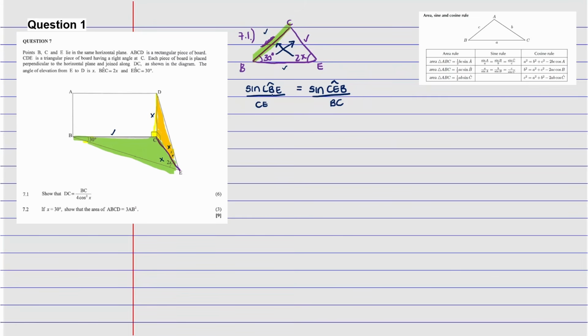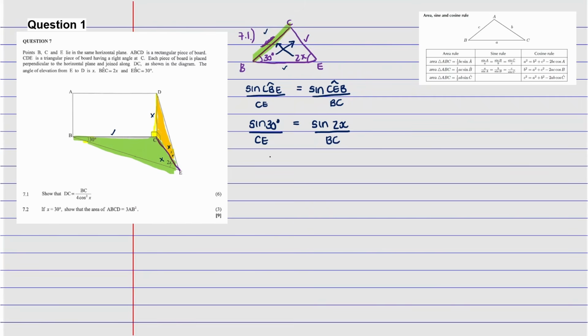Now we're just going to substitute values. This one is the same as sine 30 degrees, divided by CE, which is what I want because that's the common side. That's equal to sine 2x, divided by BC, which is what I want.